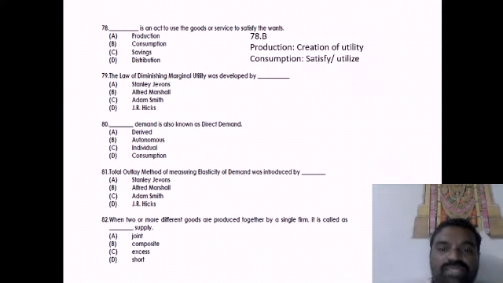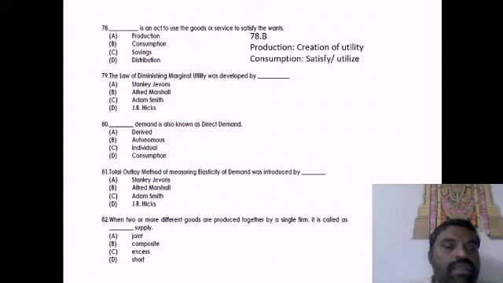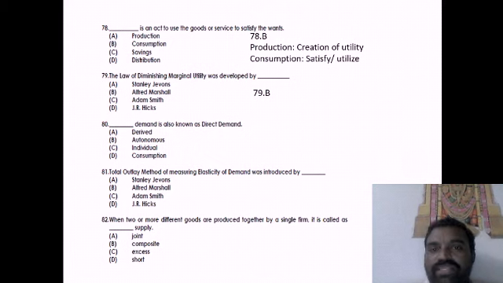So consumption. Production is the creation of utility, we have seen earlier. Consumption is satisfying or utilizing. The law of diminishing marginal utility is developed by Alfred Marshall.